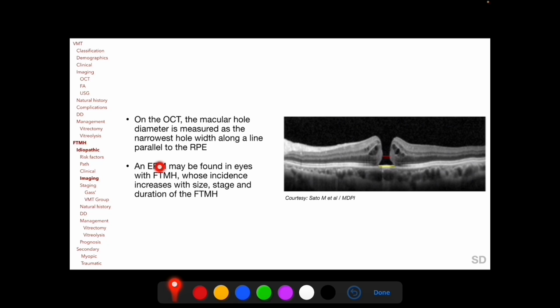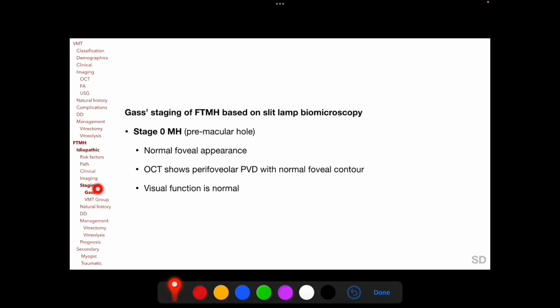An epiretinal membrane is often found in eyes with full-thickness macular hole, and the incidence of epiretinal membrane increases with the size, stage, and duration of the full-thickness macular hole. Two staging or classification systems of full-thickness macular holes need to be considered. The original staging system was developed by Gass based on slit lamp biomicroscopy when OCT was not available, and this staging system is still widely used clinically.